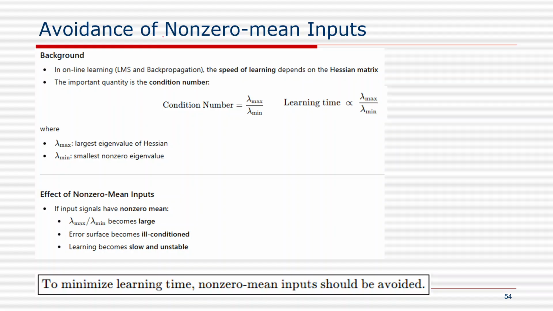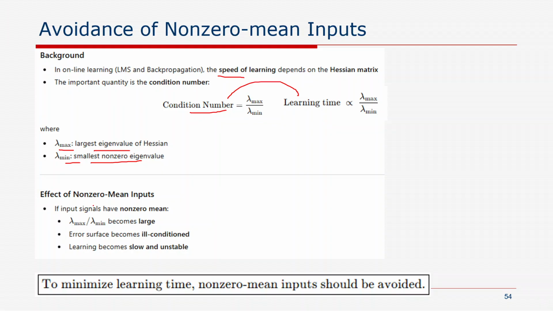As said, we have to avoid non-zero mean inputs, because in online learning, the speed of learning depends on the Hessian matrix. The important quantity is the condition number. Condition number is calculated by lambda max divided by lambda min, where lambda max is the largest eigenvalue of the Hessian and lambda min is the smallest non-zero eigenvalue. The learning time is proportional to lambda max divided by lambda min, the maximum eigenvalue and the minimum eigenvalue.